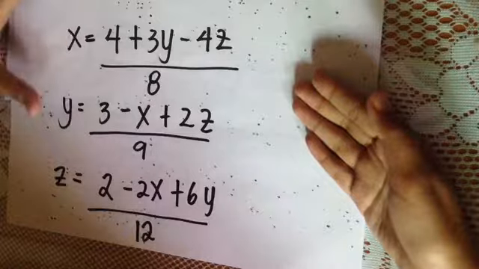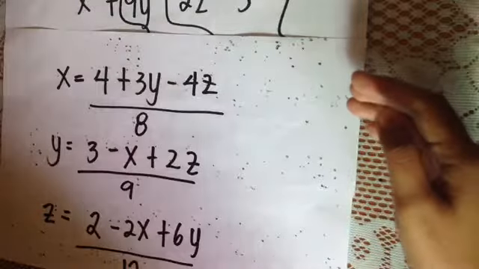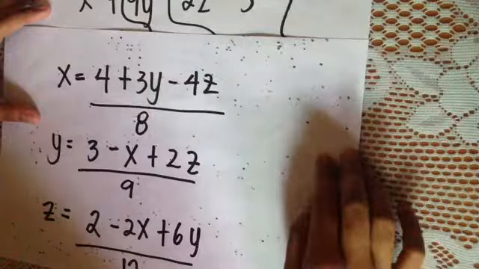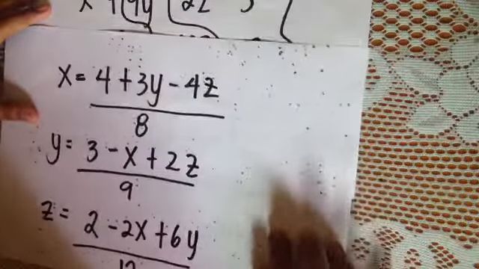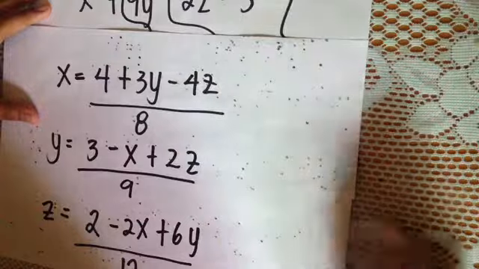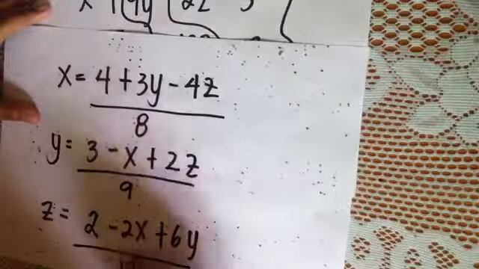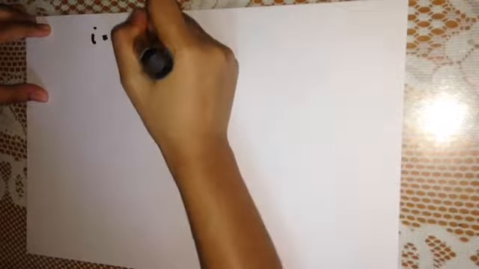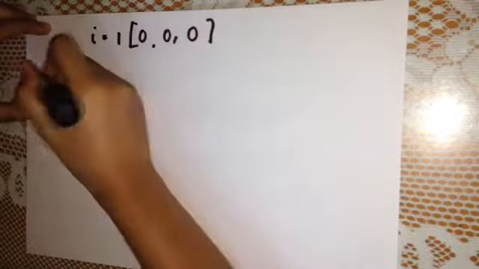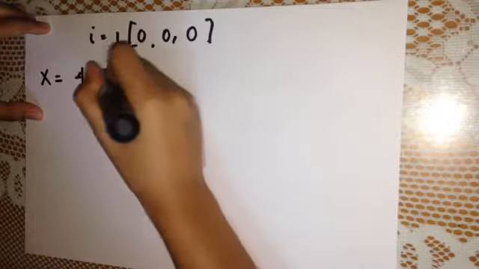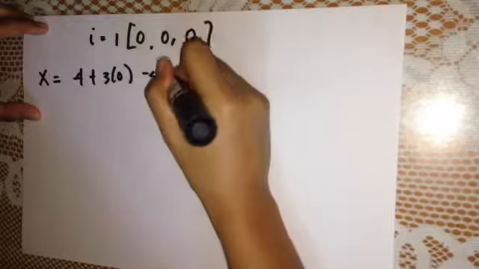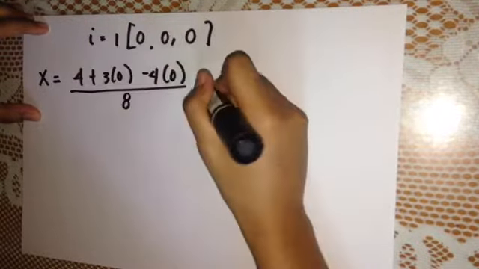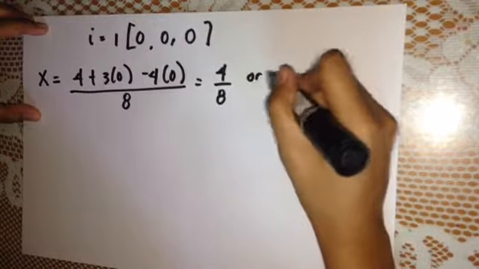After we get the value of x, y, and z, we need to substitute the first initial point to the given equation. Our first initial point is 0, 0, 0. So we need to substitute them in here, here, and here to get the value of x, y, and z. Substituting the initial value 0, 0, 0, we will get 4 plus 3 times 0 minus 4 times 0 all over 8 is equal to 4 over 8 or 0.5.